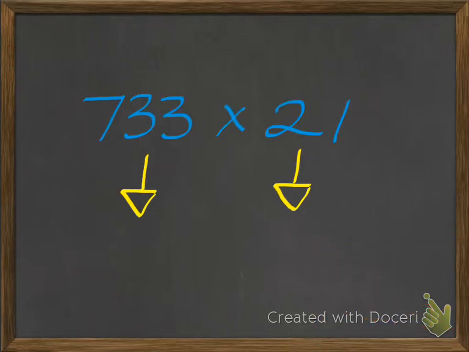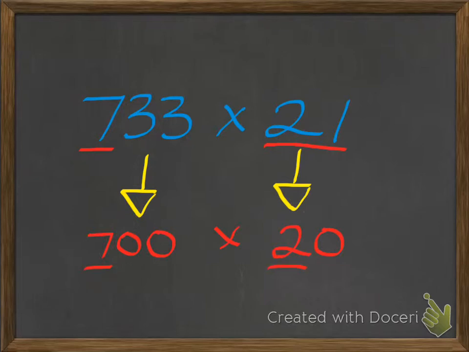Okay, 733 times 21. On these, I'm going to round 733 to the nearest hundreds place and get 700 and multiply it times the number 20. So rounding 21 down to 20. Then I can multiply, like I learned yesterday, 7 times 2 is 14. Count the zeros, 1, 2, 3, and tack them on the end. And the answer is going to be 14,000.